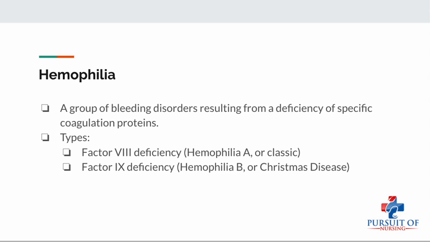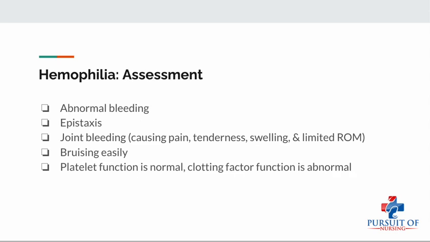The primary treatment for hemophilia is going to be replacement of the missing clotting factor. So on assessment, a patient with hemophilia is going to have abnormal bleeding. That's often detected after circumcision in a newborn. They're going to have epistaxis, joint bleeding that can cause pain, tenderness, swelling, limited range of motion. They may bruise really easily. Their platelet function is going to be normal, but their clotting factor function is abnormal.